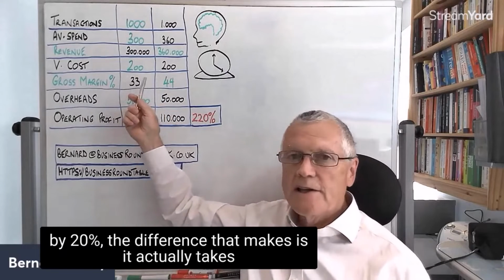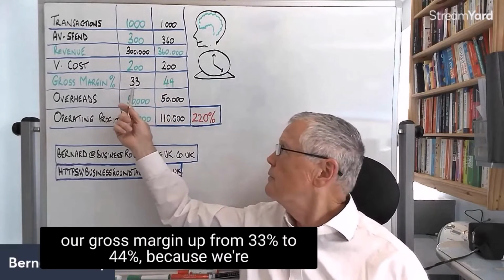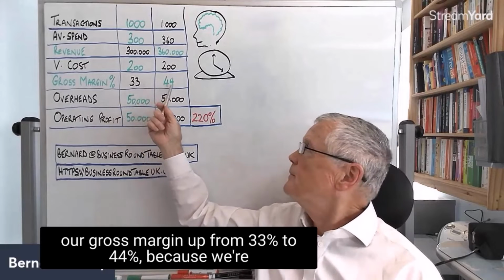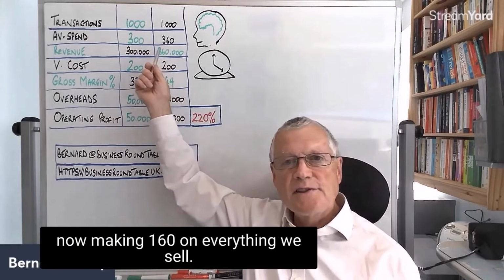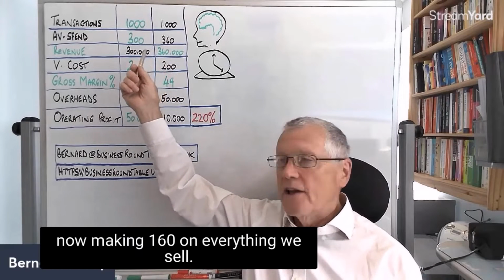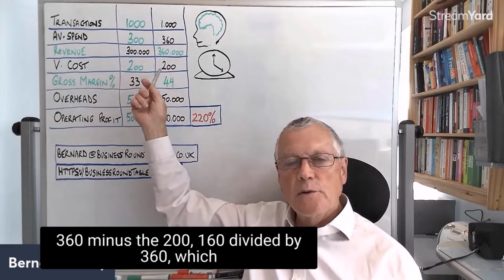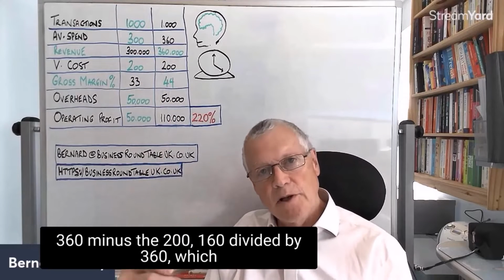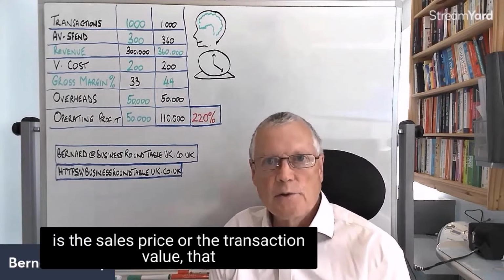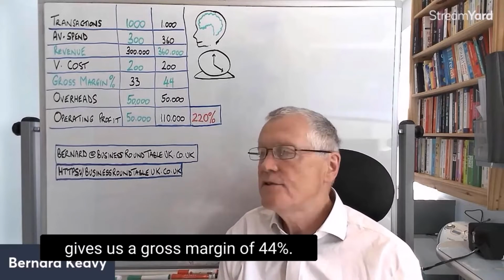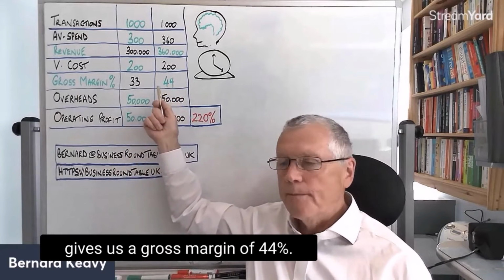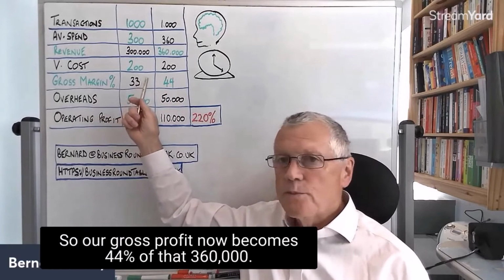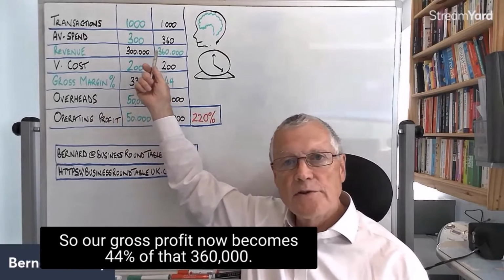The difference that makes is it actually takes our gross margin up from 33% to 44%, because we're now making 160 on everything we sell. 360 minus the 200, 160, divided by 360, which is the sales price or the transaction value, that gives us a gross margin of 44%.